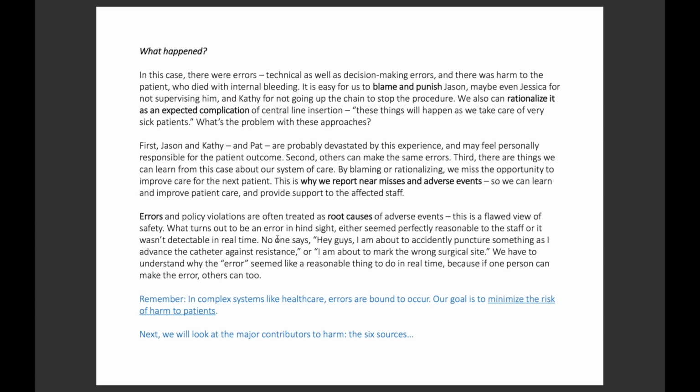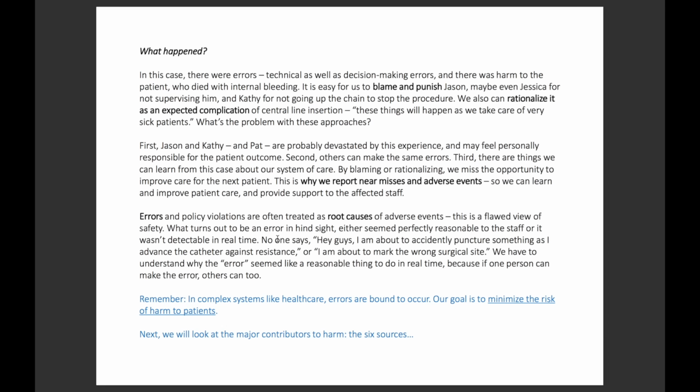So let's talk about what happened. In this case, there were errors, technical as well as decision-making errors. And there was harm, in this case, to the patient who died. So this was a case with harm. And I will tell you something in these cases that's always true. When harm occurs, you can always find about 8 things that have gone wrong. It's never just one thing that goes wrong. There are many things that go wrong.